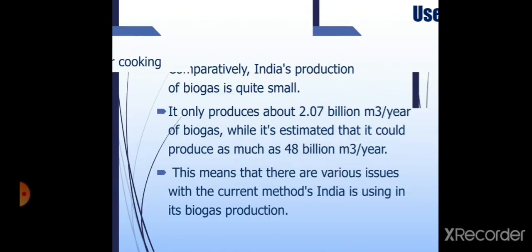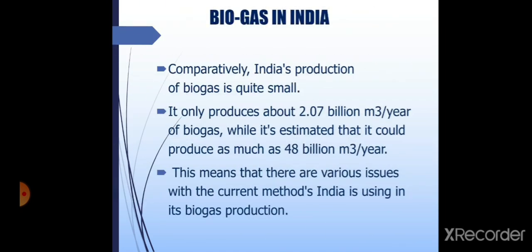At last, I am going to tell you some things about biogas in India. See, in India, biogas production is very small. It only produces about 2.7 billion per year of biogas, while it's estimated that it could produce as much as 48 per year. So this means that there are various issues with the current methods India is using in its biogas production. It needs to be improved. So biogas production in India can be increased, and the advantages of biogas can be used.